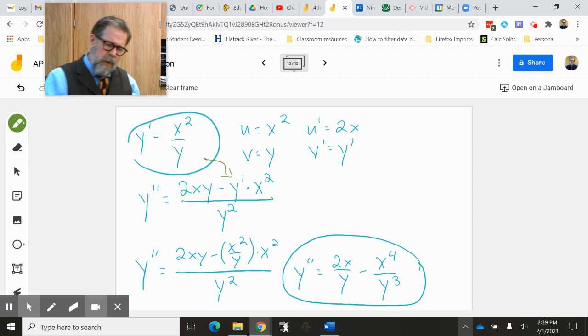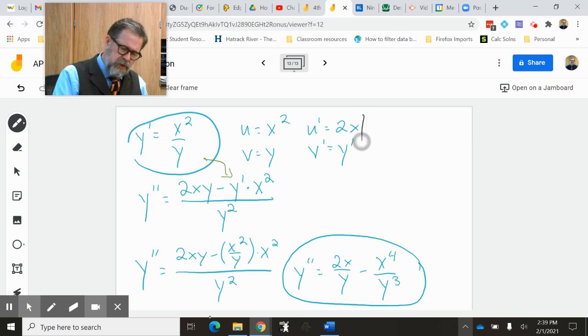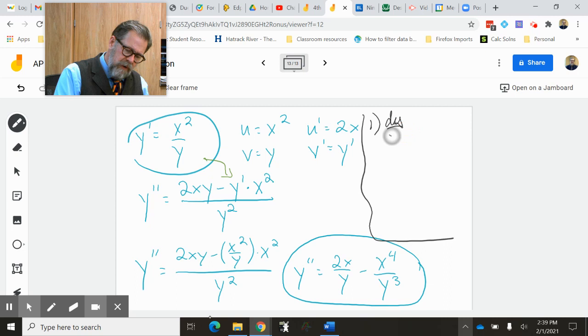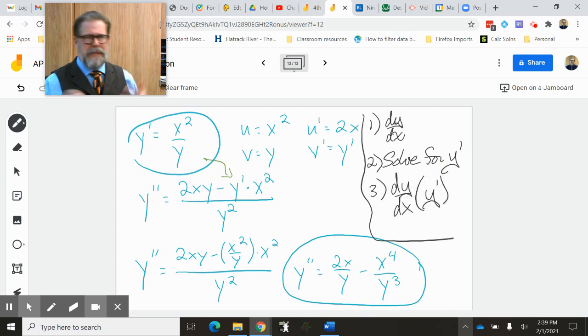So I would say that in general, let's go with what the book says, which is: 1, find the first derivative; 2, solve for y prime; and then 3, take the derivative again of that. And maybe you just don't run into so many issues. But okay, there you go. Hopefully that didn't confuse you too much.